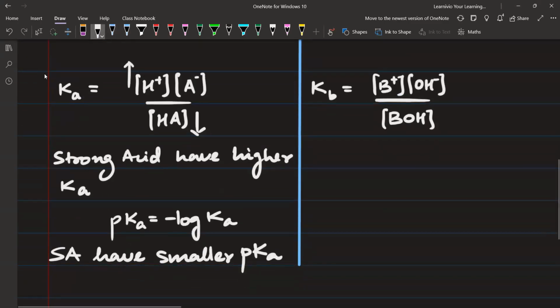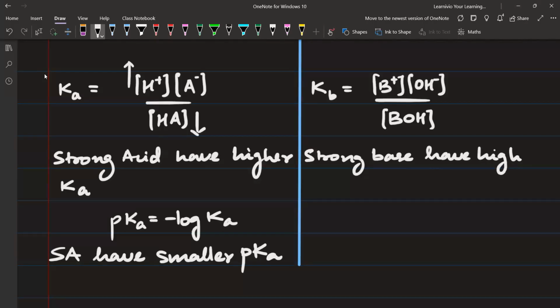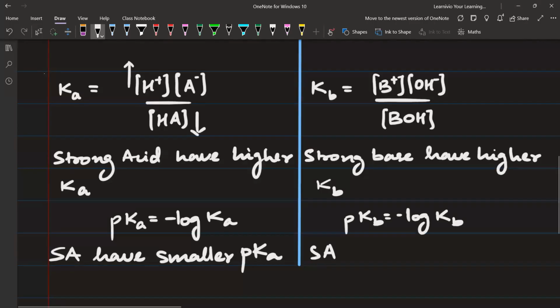Now, as strong acids have higher Ka, strong bases have higher Kb. The dissociation constant will be higher. Similarly, pKb, which is equal to negative log of Kb, and I can say that strong bases have smaller pKb.